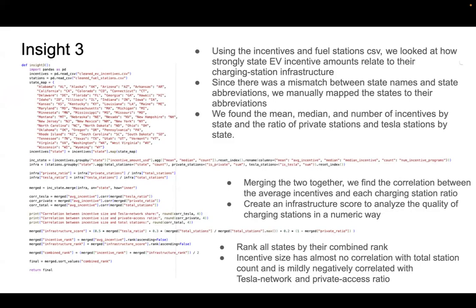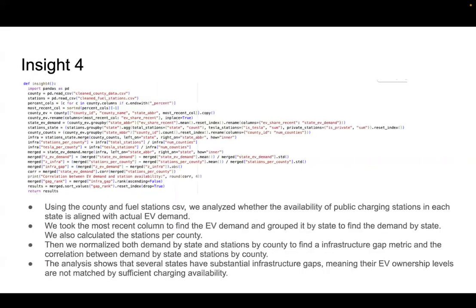So for insight three, we used the incentives and fuel station CSV to look at how strongly state EV incentive amounts relate to their charging station infrastructure. So first we mapped the state names to abbreviations and then found the mean, median, and number of incentives for each state, as well as the ratio of private stations and Tesla stations. And then we also created an infrastructure score to analyze the quality of charging stations. And we found that incentive size has almost no correlation with total station count and is mildly negatively correlated with Tesla network and private access ratio.